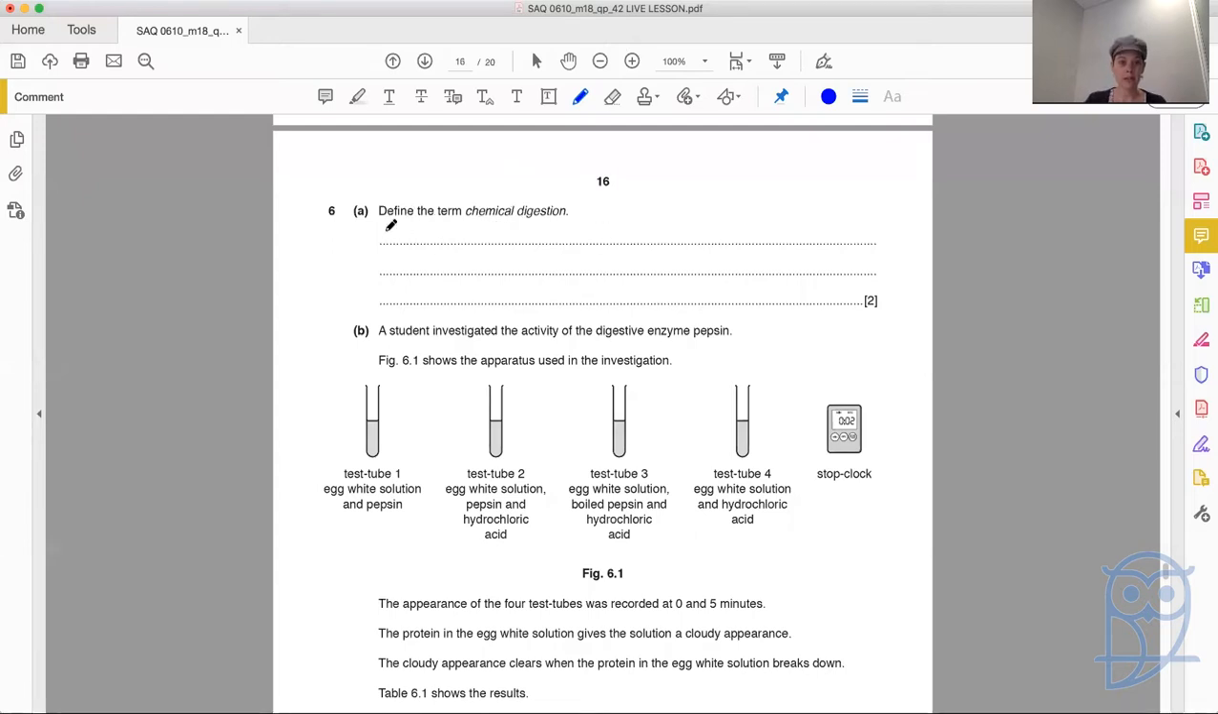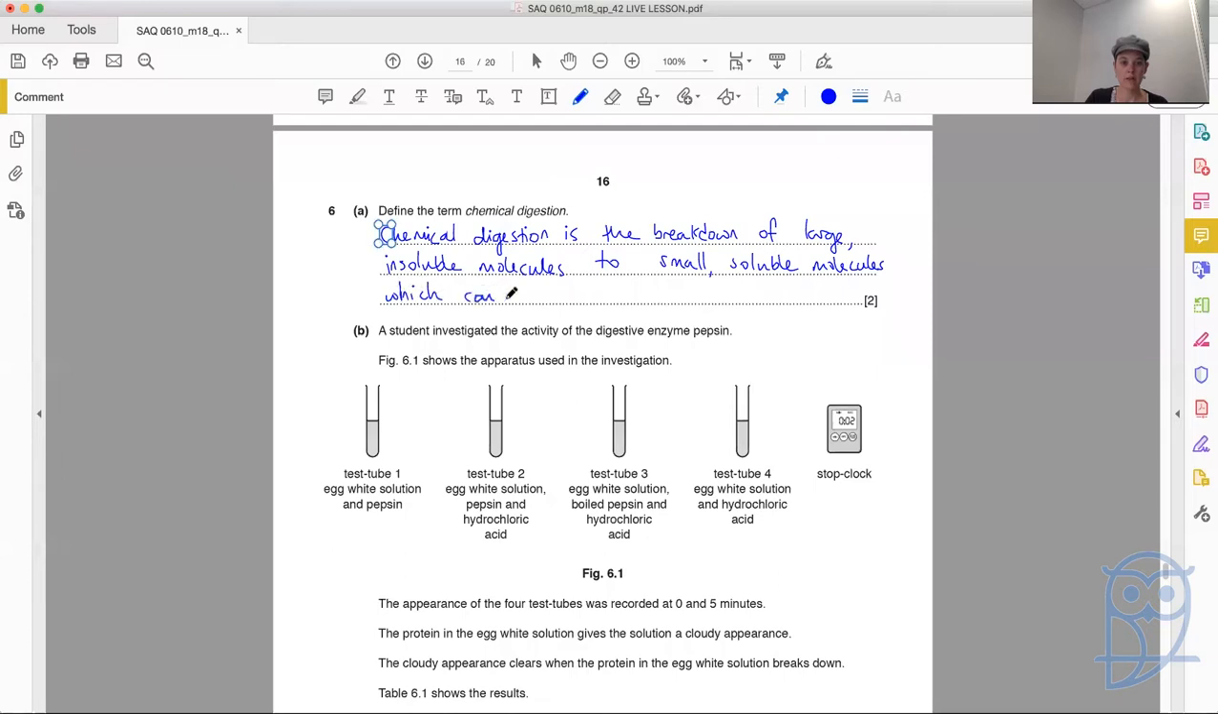So the term chemical digestion is the breakdown of large insoluble molecules to small soluble molecules which can be absorbed.